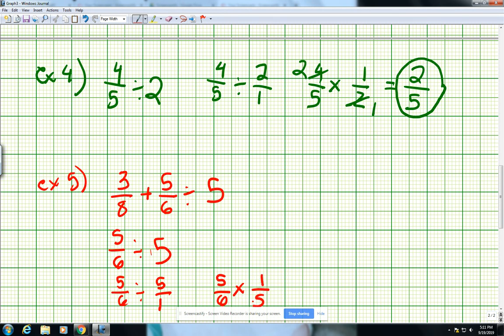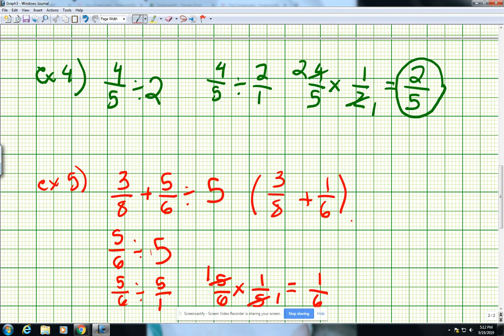Now I see that 5 and 5 can both be divided by 5. 5 can go into 5 one time. And now I can multiply the top numbers and the bottom numbers. 1 times 1 is 1. 6 times 1 is 6. So this part of my expression is going to be 1/6. So now basically what I have is 3/8 plus 1/6. This is now the part of the expression that I'm going to focus on.